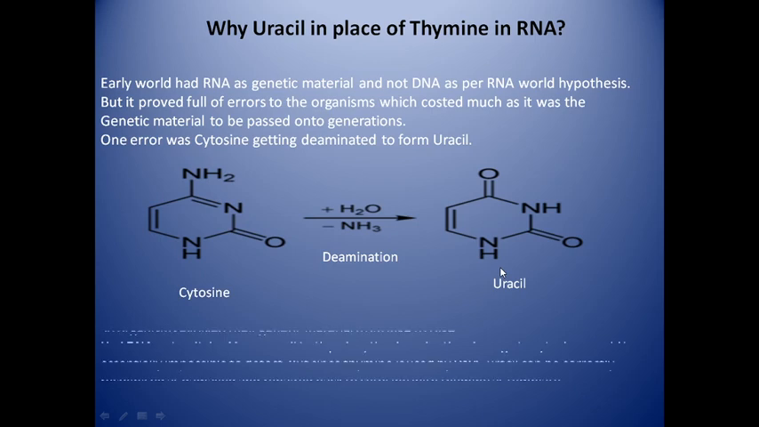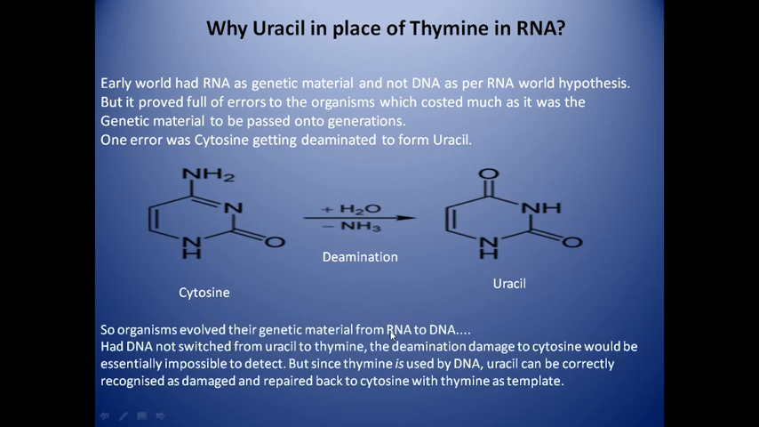Okay, fine. Now, organisms evolved their genetic material from RNA to DNA. Had DNA not switched from uracil to thymine, the deamination damage to cytosine would be essentially impossible to detect. But since thymine is used by DNA, if a cytosine in DNA gets deaminated to form uracil, the enzymes will immediately know that we shouldn't have uracil, and they will remove it. That is why DNA over a course of time has chosen thymine over uracil as the genetic material.